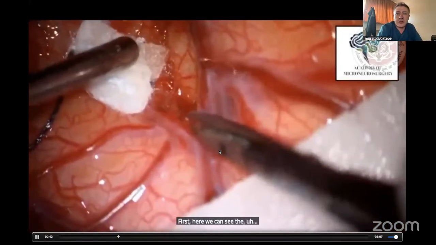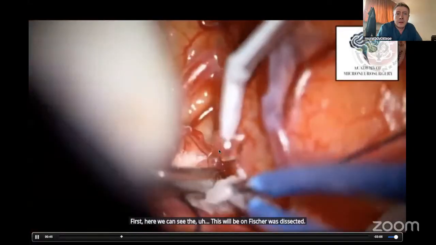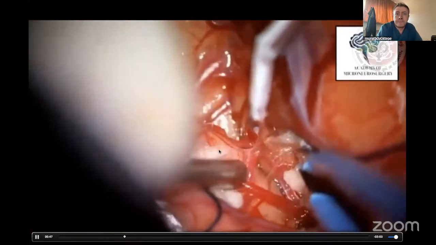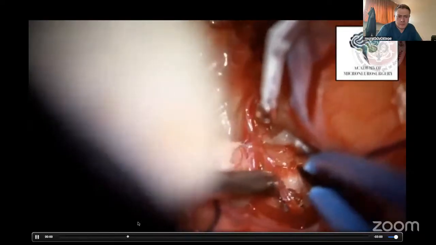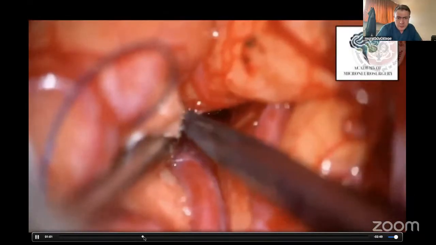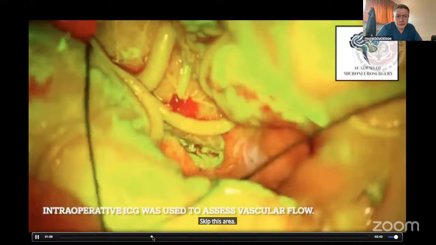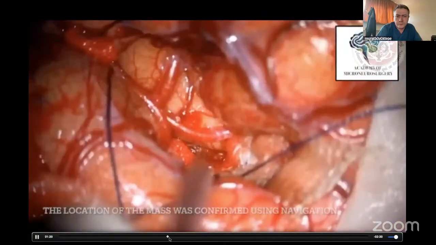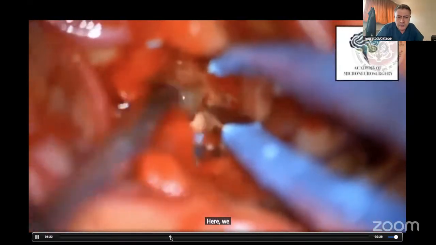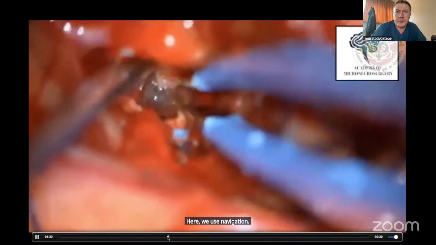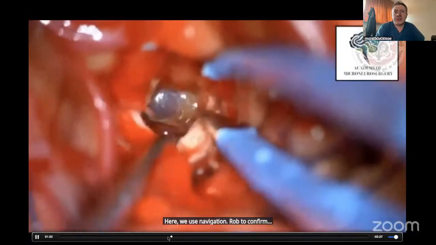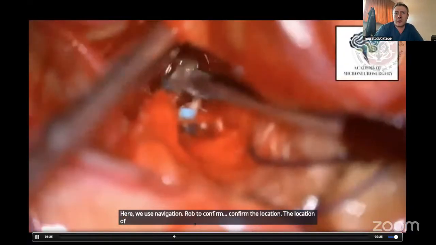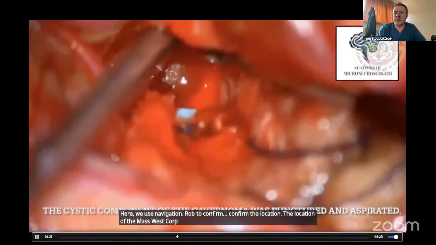First, here we can see the sylvian fissure was dissected. We can skip this area. We use ICG to see the vessels. Here we use a navigation probe to confirm the location. The location of the mass was confirmed using neuronavigation.